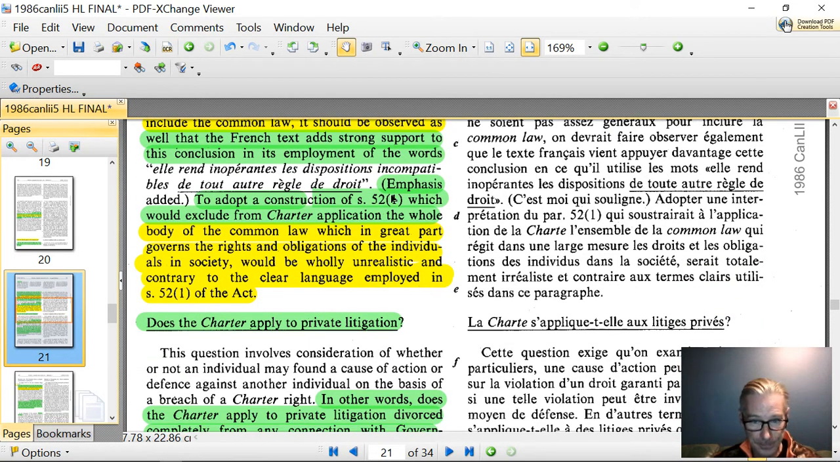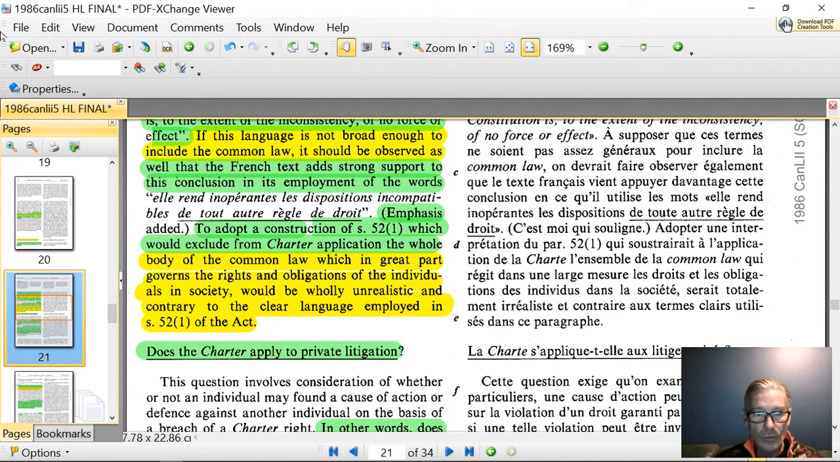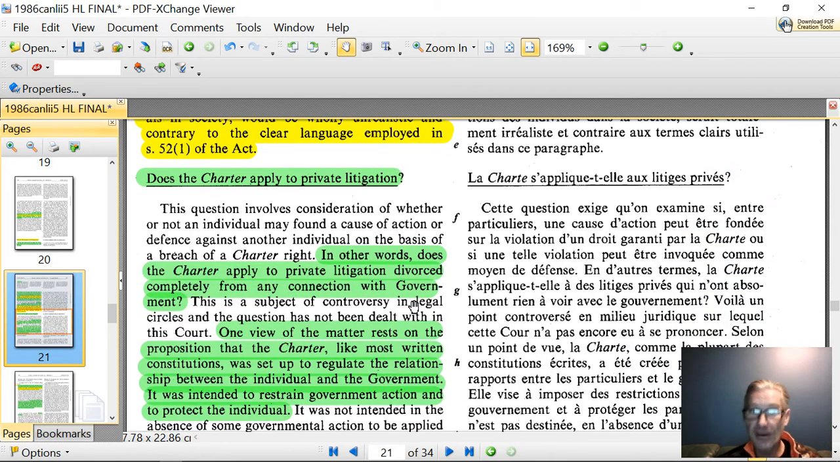I don't speak French. Emphasis added. To adopt a construction of Section 52(1) which would exclude the Charter from application, the whole body of the common law, which in great part governs the rights and obligations of the individuals in society, it would be wholly unrealistic and contrary to the clear language employed by Section 52(1) of the Act. So, they're once again recognizing common law, which governs the rights and obligations of individuals, but they're claiming the Charter does apply, and it always meant to apply. However, the Charter, once again, ladies and gentlemen, is based on deliberate deception and fraud. It's not a constitution. Never has been, never will be.